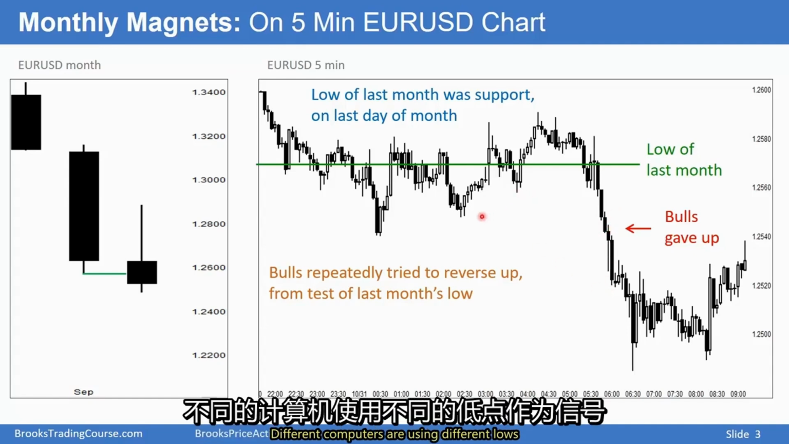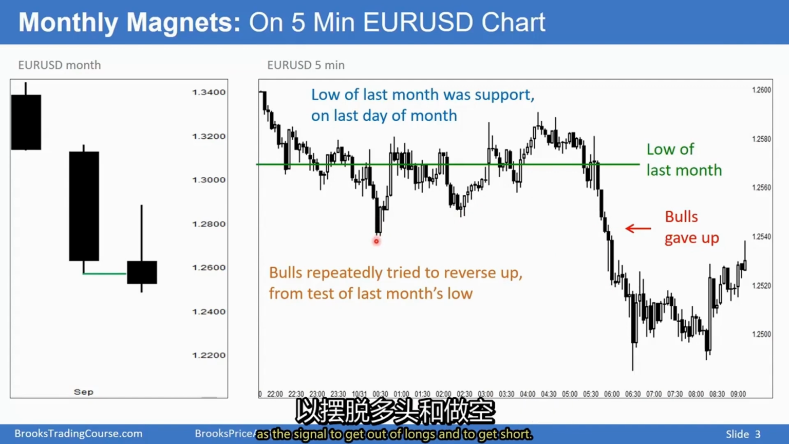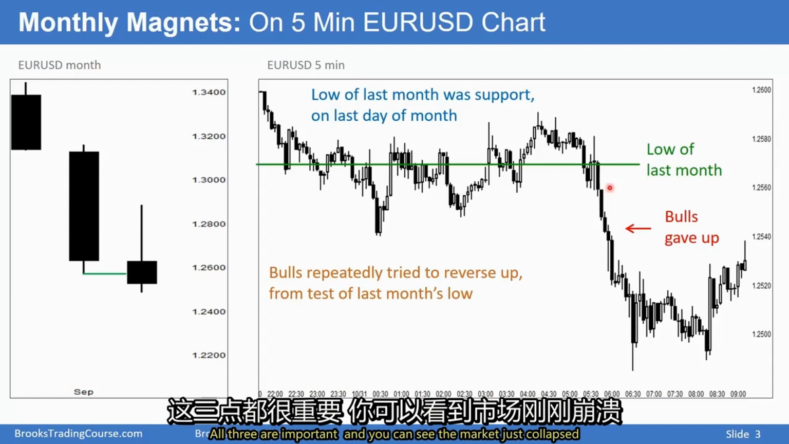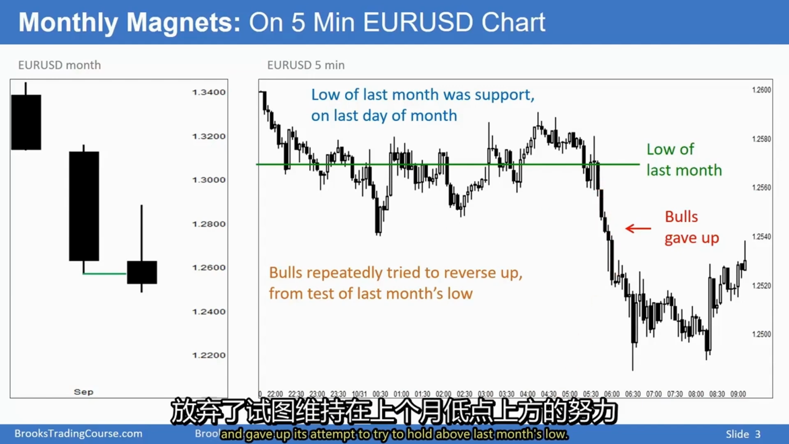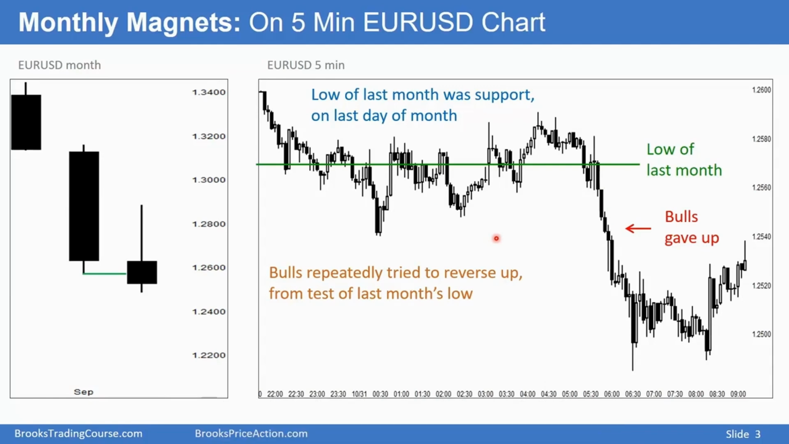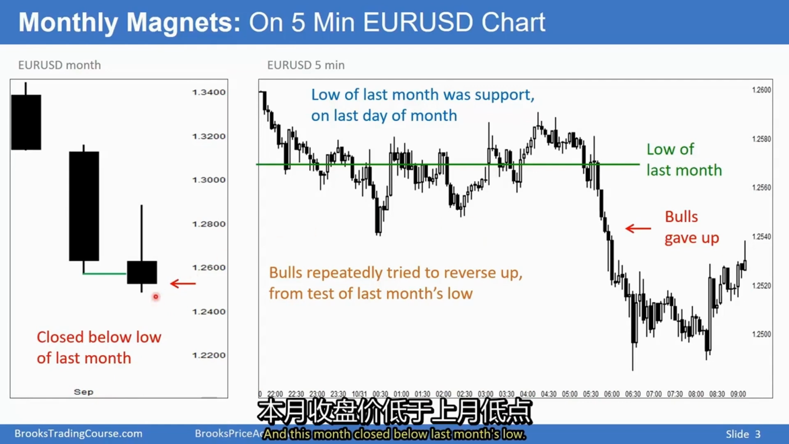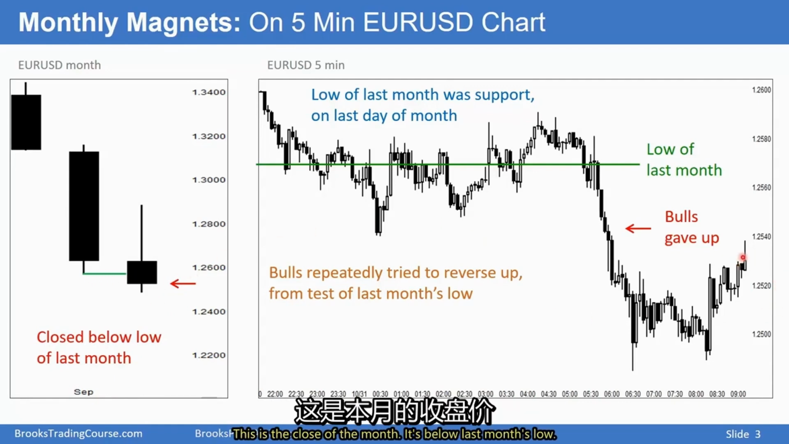Different computers are using different lows as the signal to get out of longs and to get short. All three are important, and you can see the market just collapsed and gave up its attempt to hold above last month's low. And this month closed below last month's low. This is the close of the month. It's below last month's low.